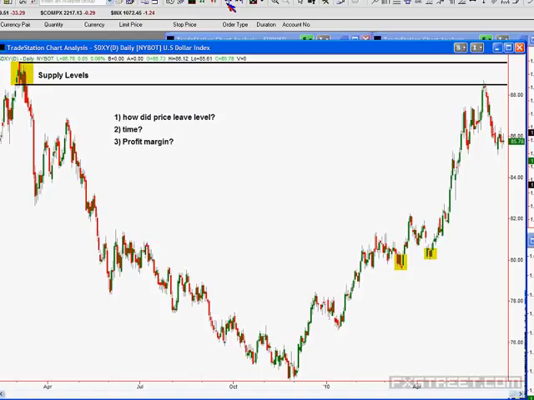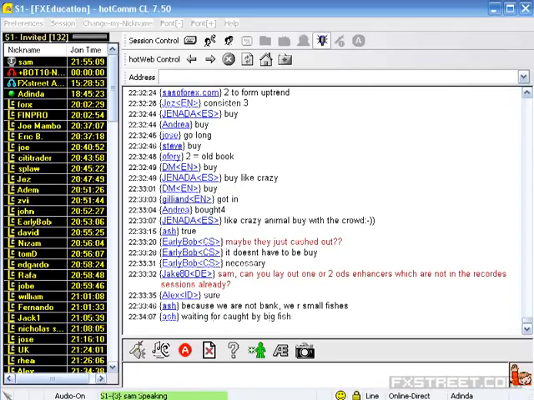So at the same time the U.S. dollar was hitting that supply level, we can see, and I'll capture the chart again down at the bottom.